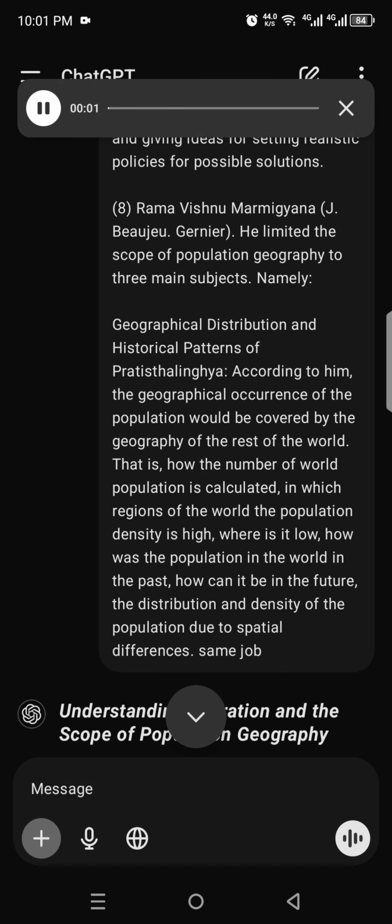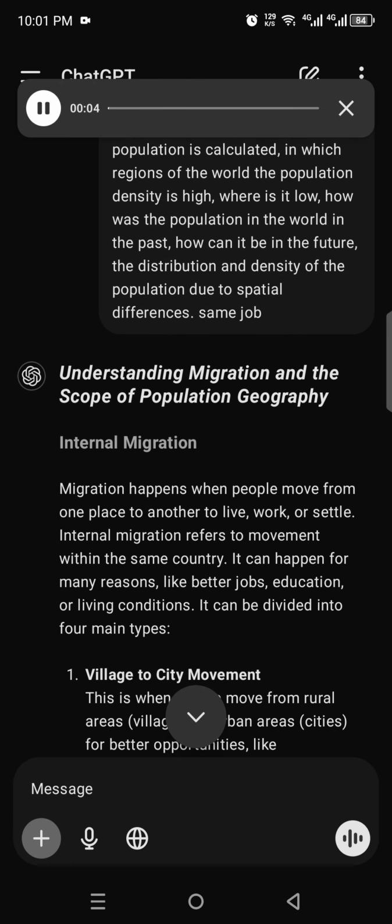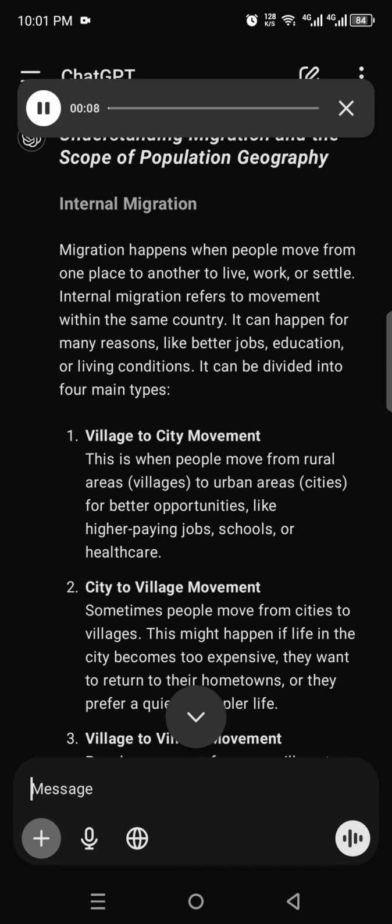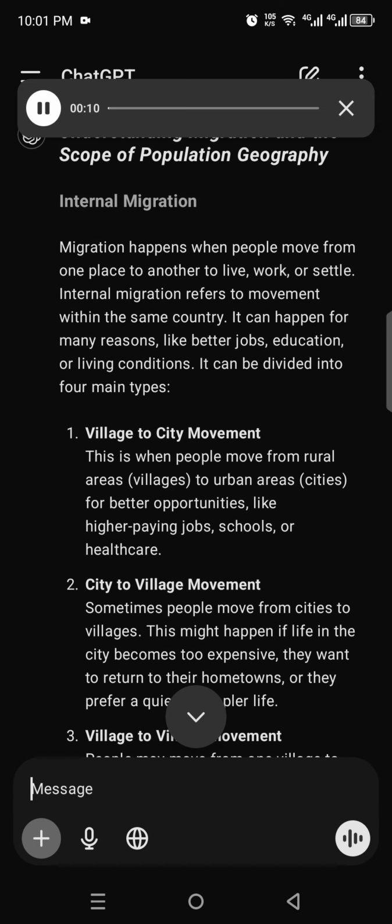and the scope of population geography. Internal migration. Migration happens when people move from one place to another to live, work, or settle. Internal migration refers to movement within the same country. It can happen for many reasons, like better jobs, education, or living conditions.